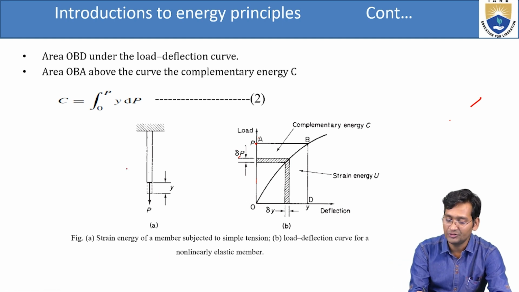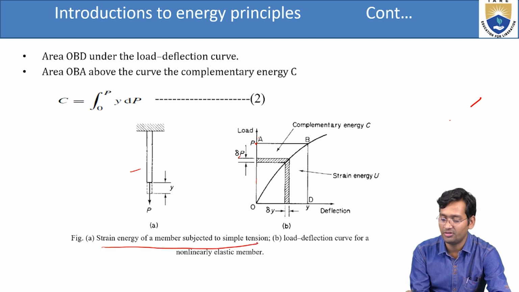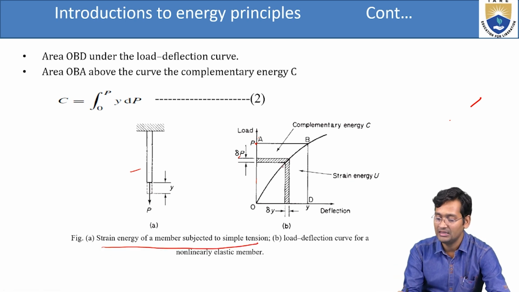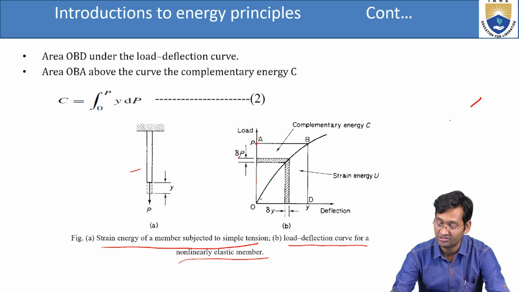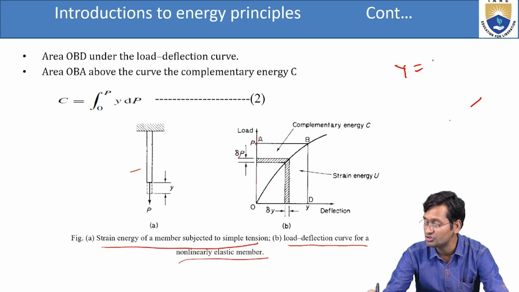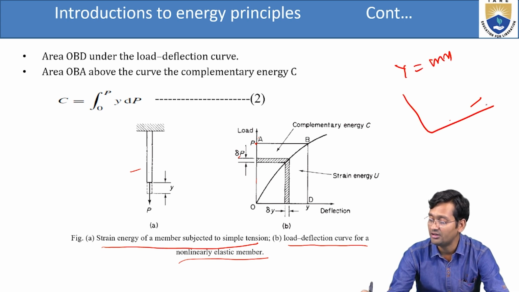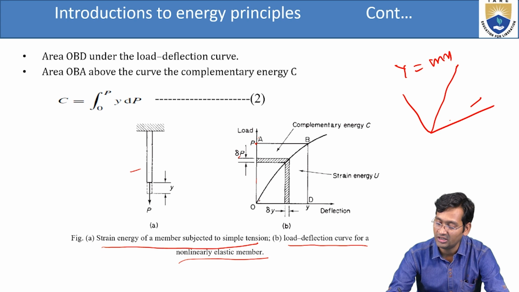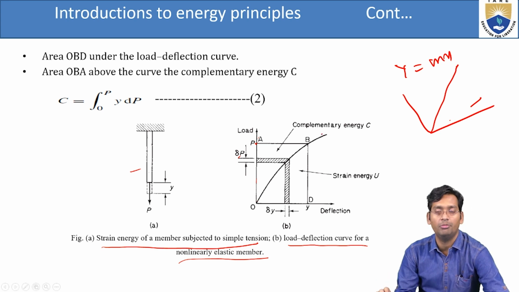So here, this figure 1 shows what? The strain energy of a member subjected to simple tension, and this is the load deflection curve for a non-linear elastic member. So this is a curve, that's why. And earlier we were saying, if it's linear, then y equals mx, right? For that, the curve will be a straight line. But here this is non-linear, that's why it's a curved one.